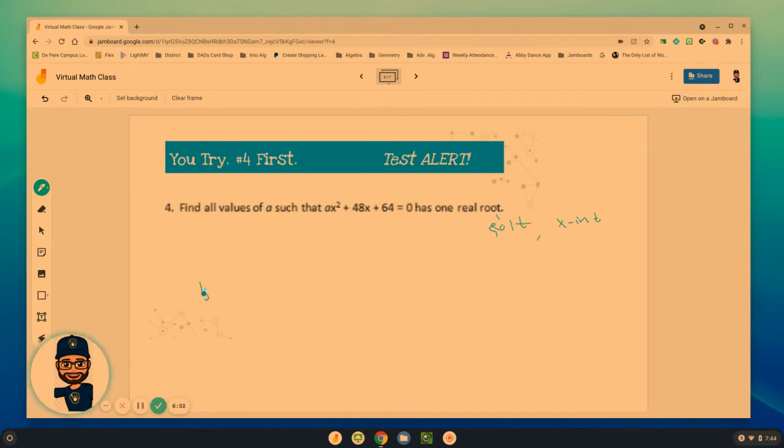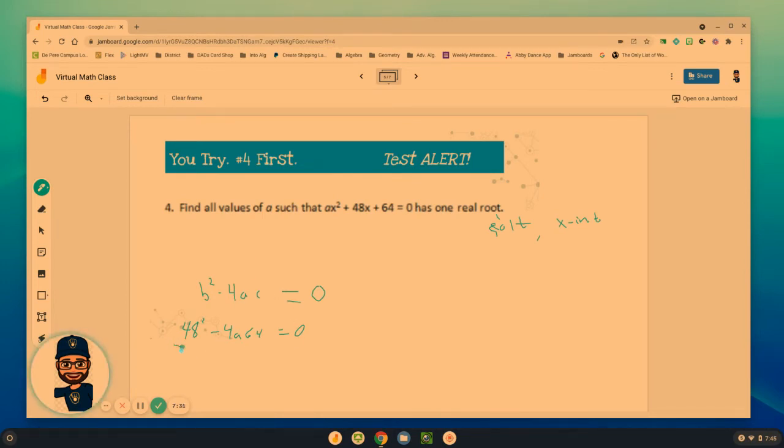Well, that means that b squared minus 4ac has to equal 0. That discriminant has to equal 0 if I only want one exact real solution. I'm going to plug these in. B squared, which is 48 squared, minus 4 times A. Well, that's what we're looking for. We don't know the A value. Times C, which is 64. Can we get that equal to 0 for what A value?